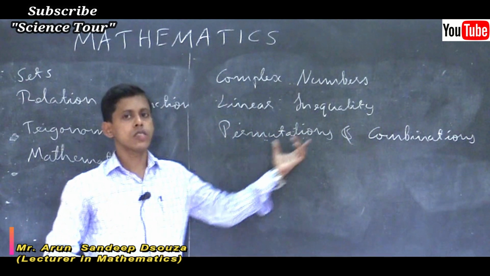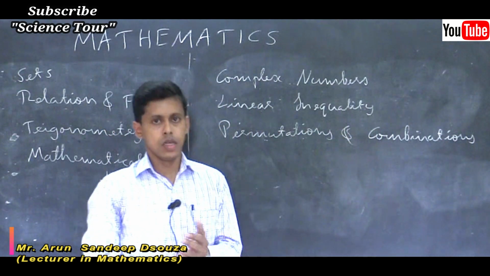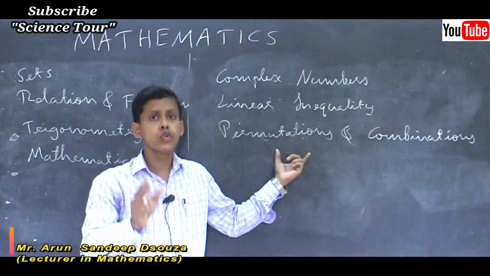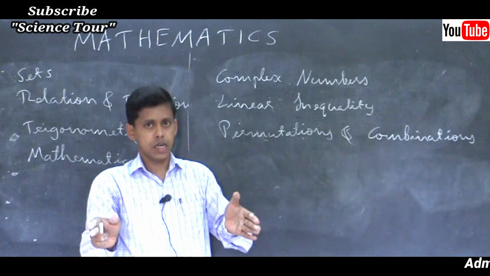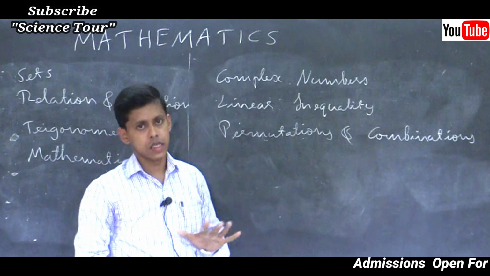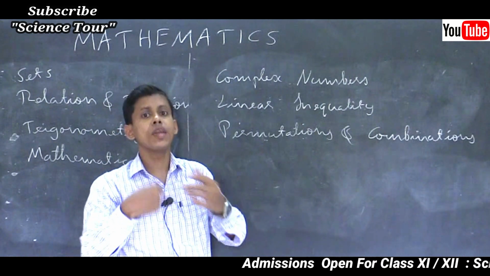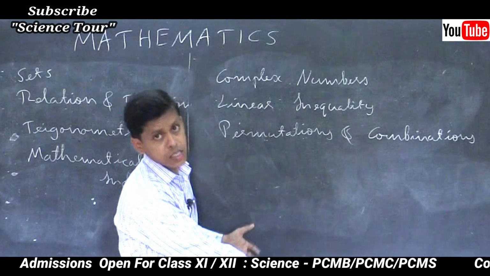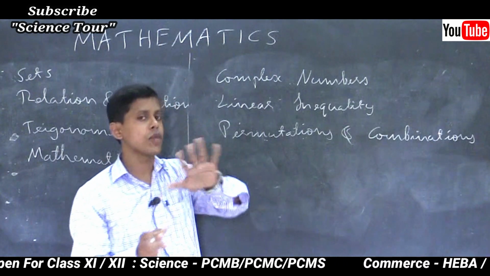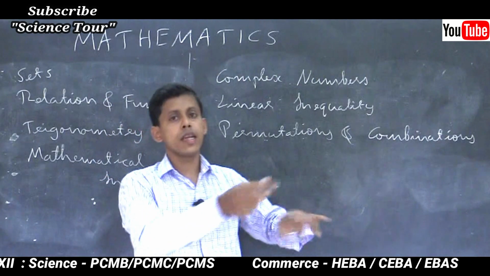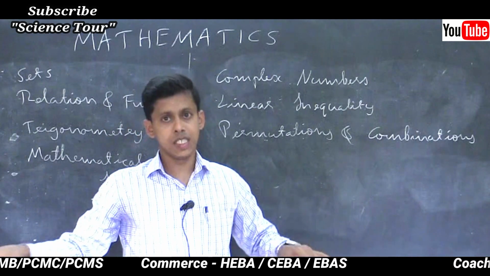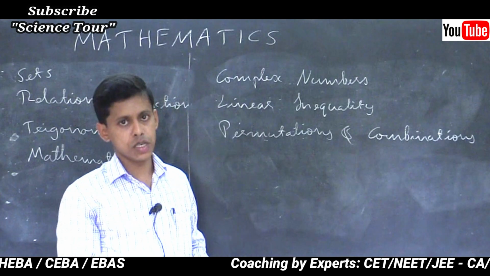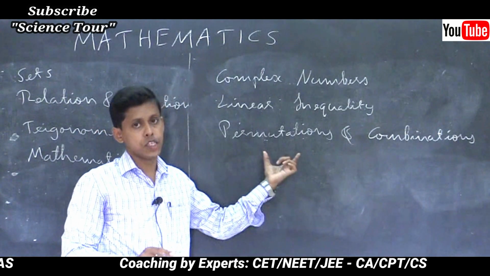Alright, permutations and combinations. In this chapter we will study how do you arrange things. Alright, you are given 5 things, you have to arrange them. How many ways you can arrange them? How many total arrangements you can make? Alright, there are 5 boys, let us say. How you can make them sit in a bench? In what different combinations you can make them sit? So, arrangement is permutations.